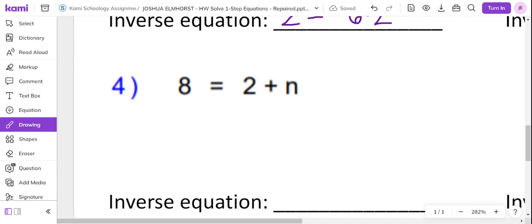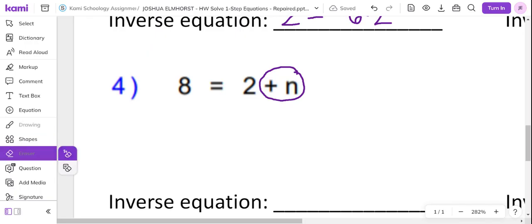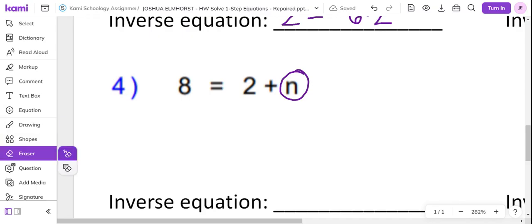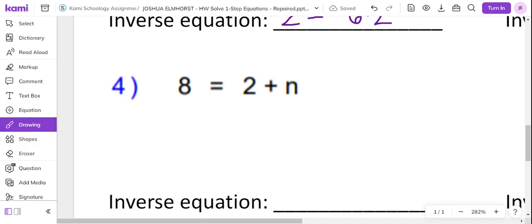Okay, looking at number 4. Find your variable, circle your variable term, your letter, and the sign to the left. Not just n. Every year I have to have students focus on circle the letter and whatever sign is to the left.